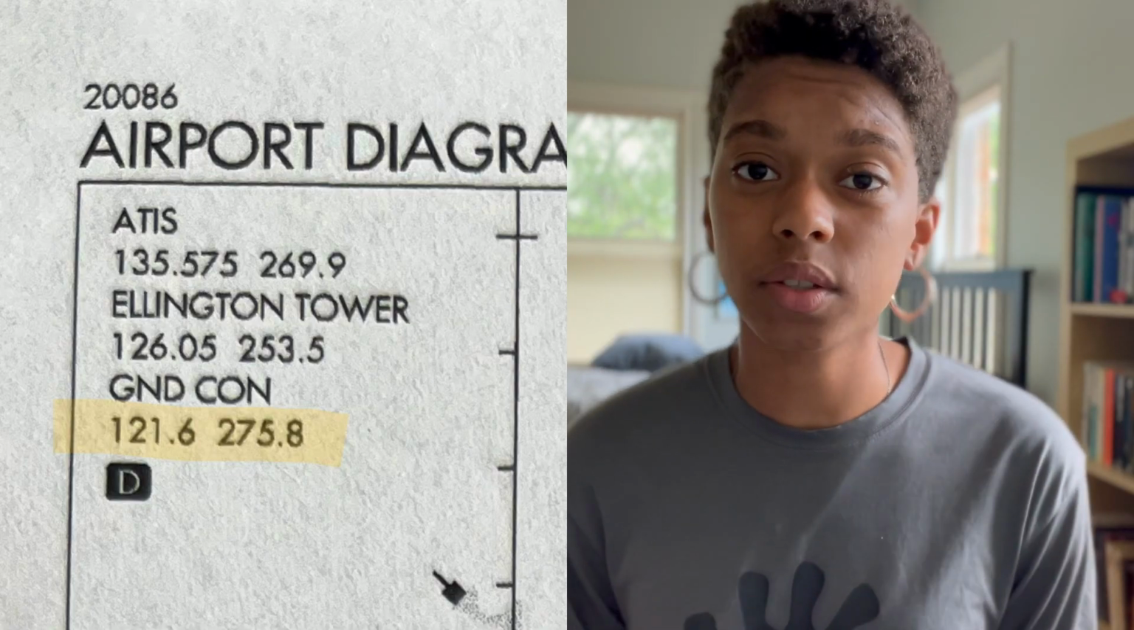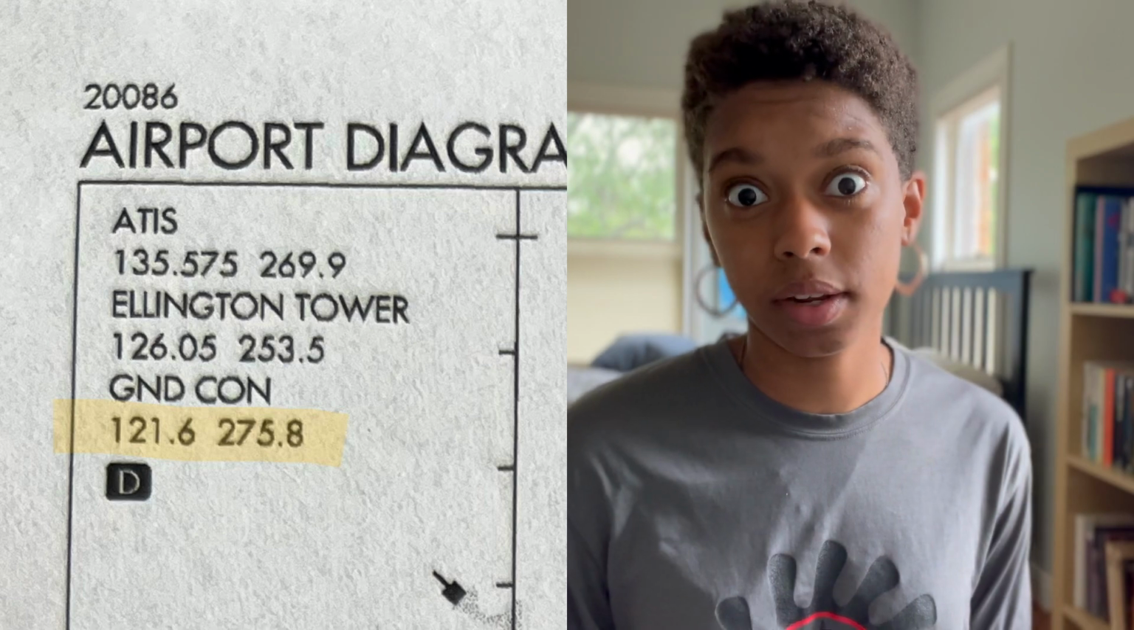We are just getting into our airplane. We're going to tune into ground because we need to request to taxi. So on my airport diagram, which is for Ellington Field, the frequency for ground is 121.6. So I'm going to tune into that on my radio.